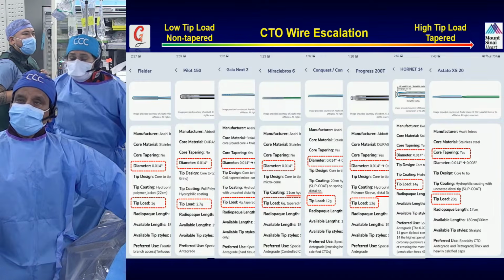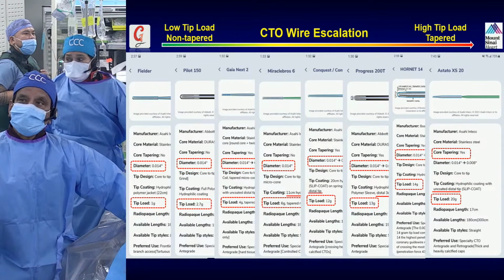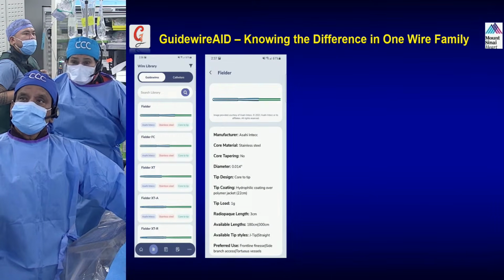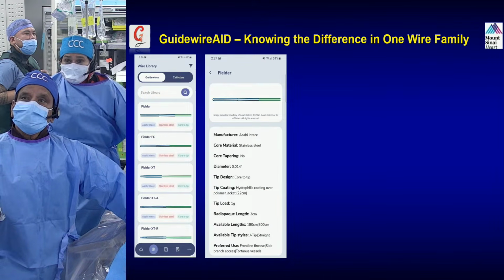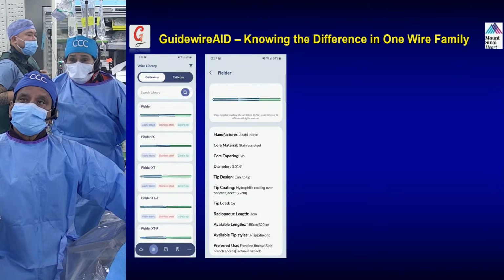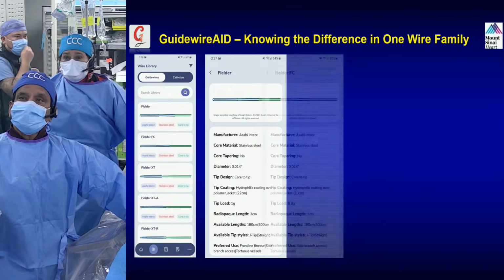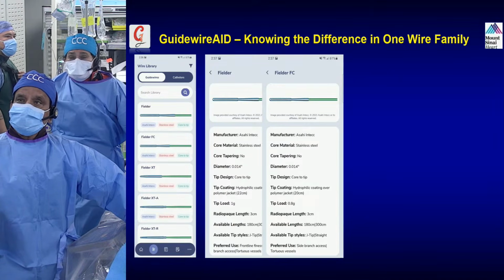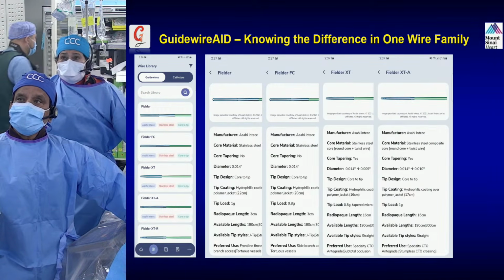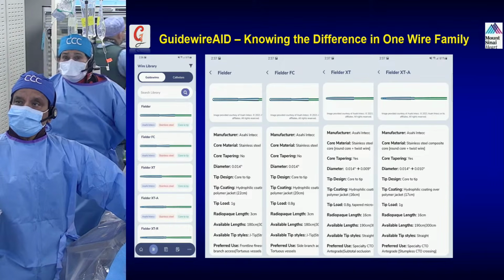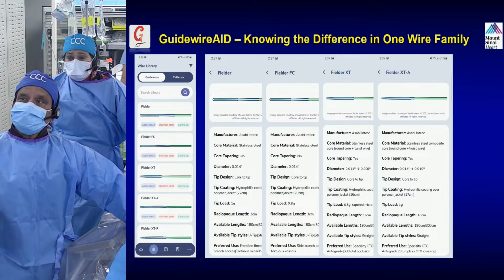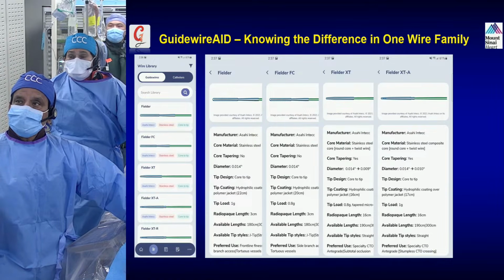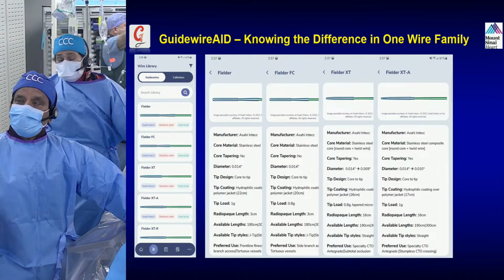And the great thing is there's a search function. When you go to the app or the website, you put in any wire and the wire will pop up in the library. So this is the Fielder that we always use. There are various other Fielders, like Fielder FC, mostly for retrograde, because you see that the tip load is very small. Fielder XT, XTA, many people like using these for so-called microchannels, even when you're doing retrograde.